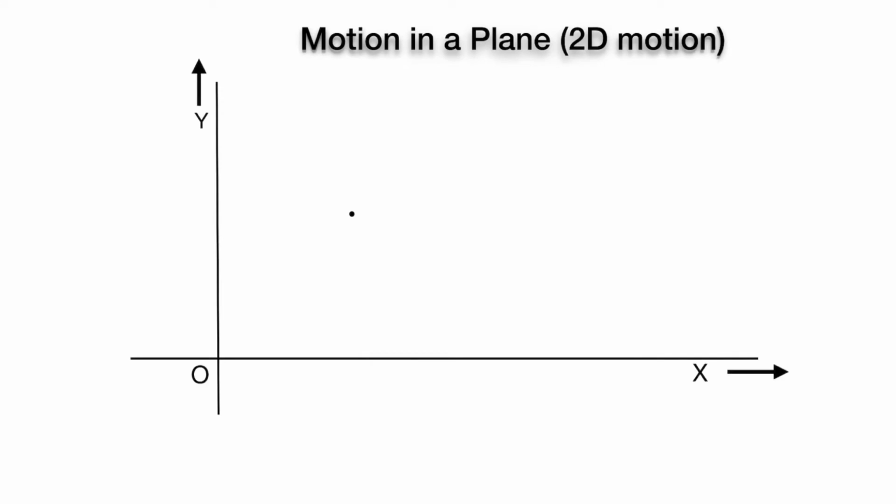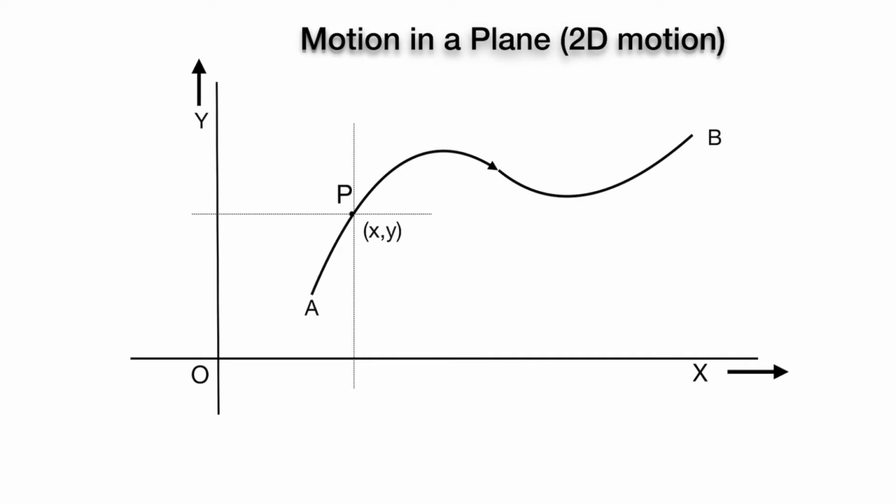In this session, we are going to talk about motion in a plane, or two-dimensional motion. In this case, a particle moves from point A to point B in the XY plane. At any instant of time, the particle location is P, which is given by (x, y). x is the displacement in x direction and y is the displacement in y direction.